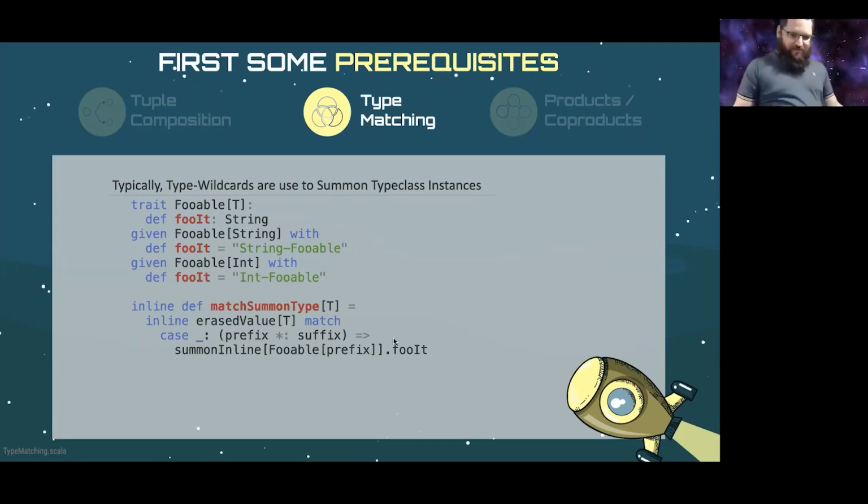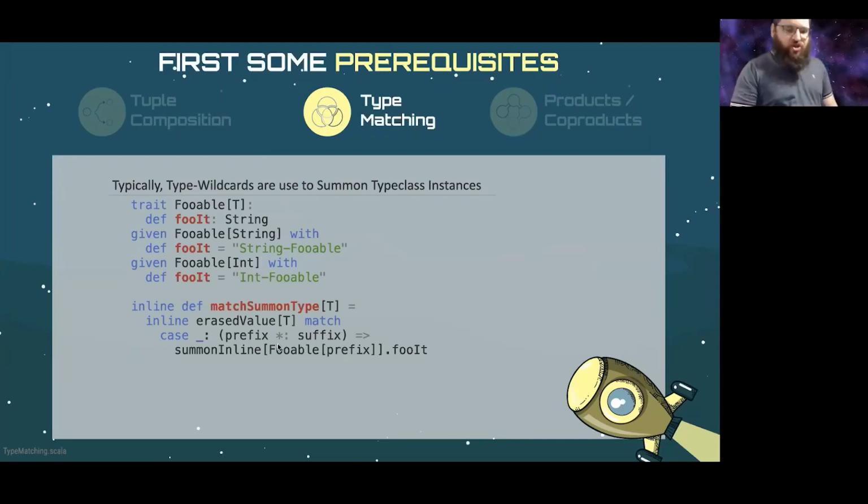We can create a hierarchy of type classes and type class instances. So fooable, let's say, is our type class, and these are type class instances using given and with, and this is the Scala 3 way of doing type class instances, which is pretty. It's certainly prettier than defining it with implicit defs. So these are type class instances.